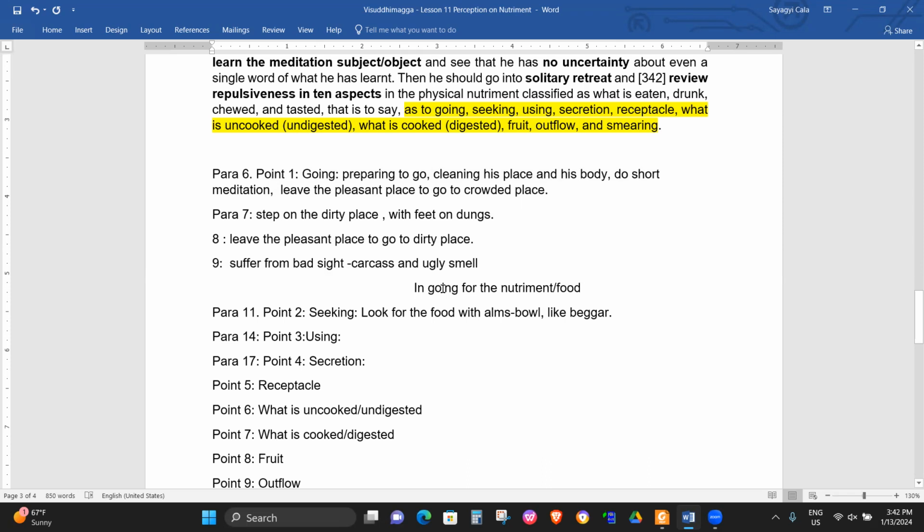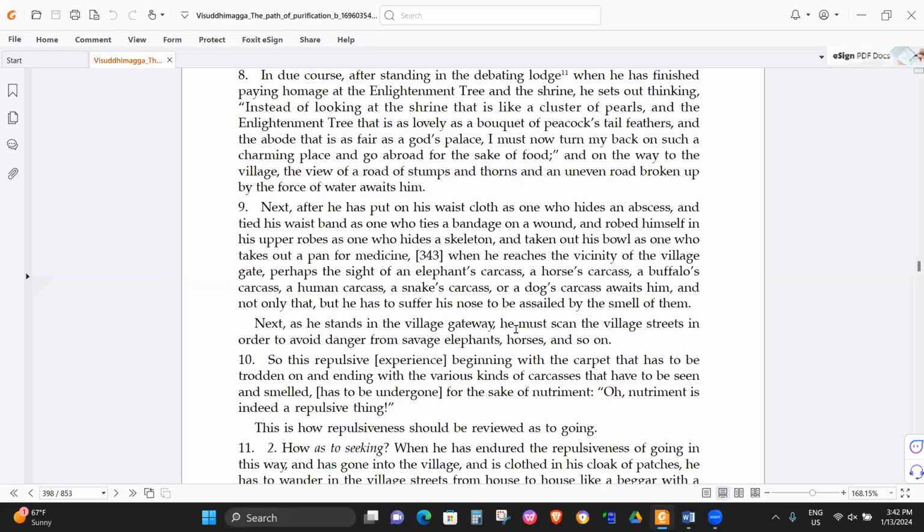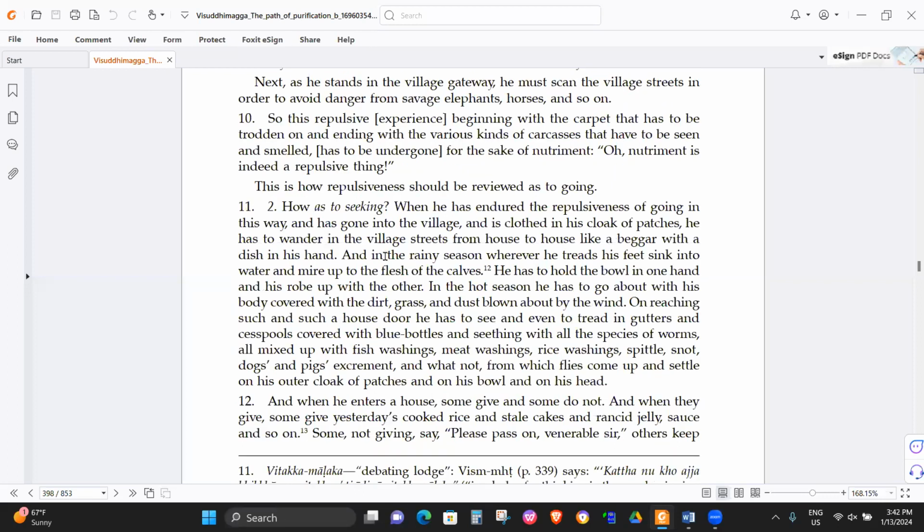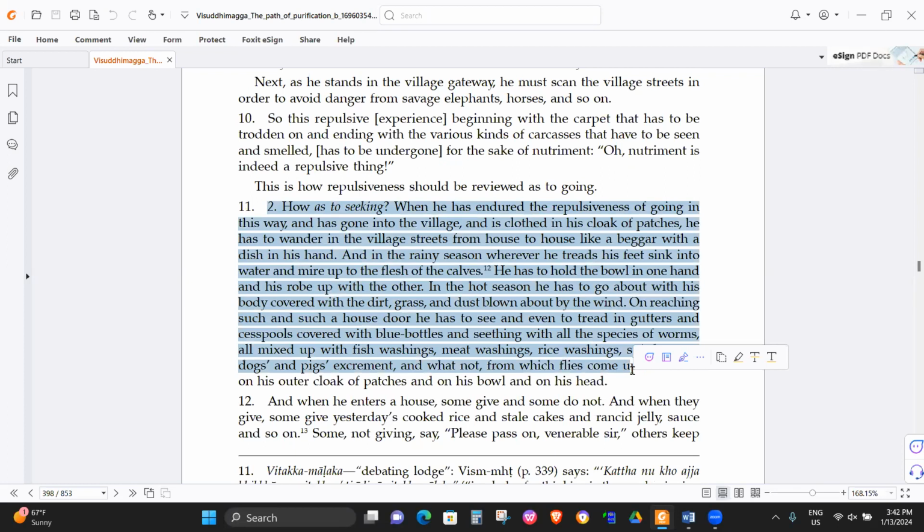Now, after that, point number 2, seeking, right? Because you are talking about a hermit or a monk, not a normal person. So he needs to seek for the food. This is also interesting to read because from here you can also get to know the life at that time. Okay, somebody can read this one. Lily, can you read?